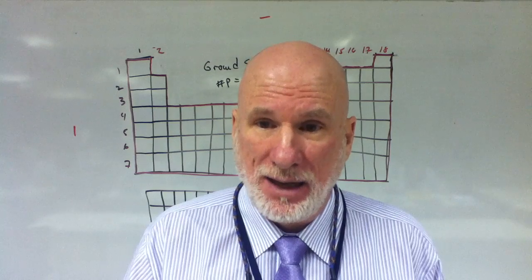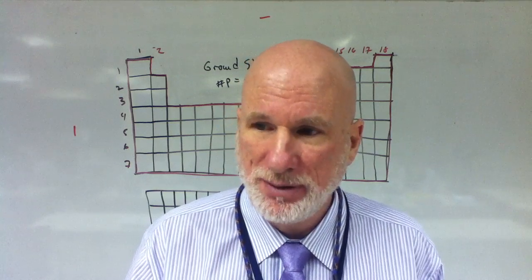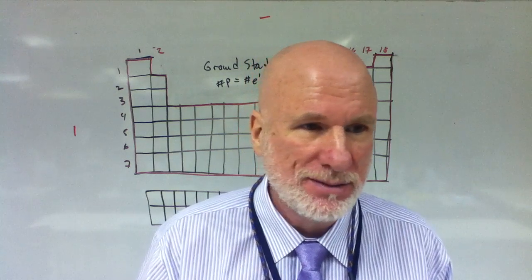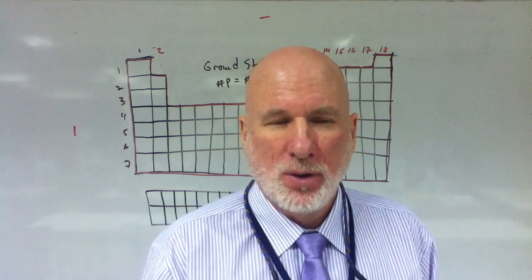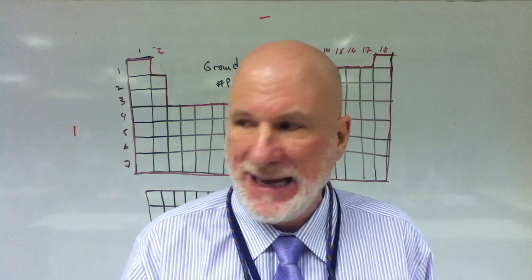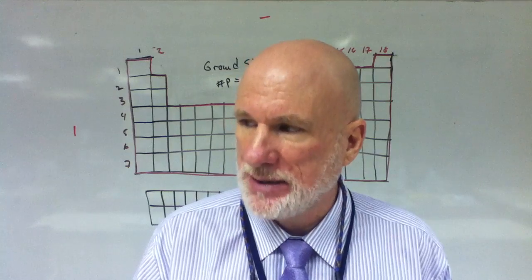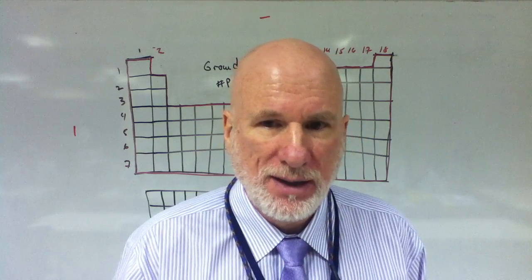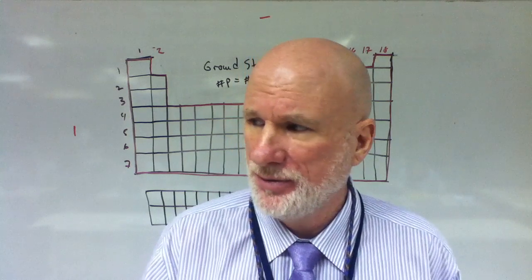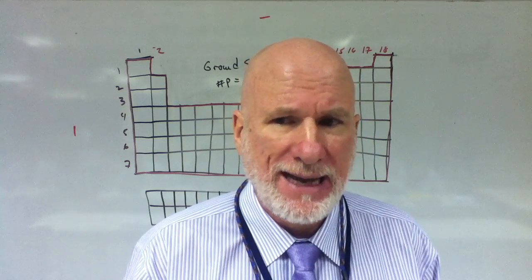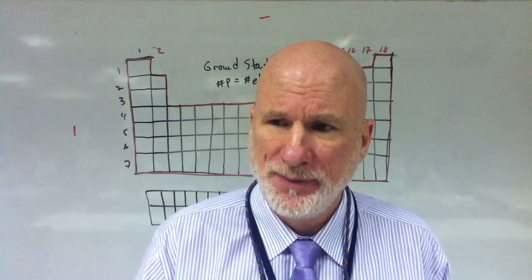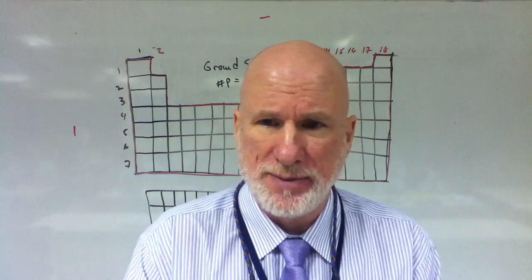L is the shape quantum number. M is the magnetic or orientation quantum number. S is the spin quantum number. So let me repeat that. Each rectangle has 4 coordinates. We call them 4 quantum numbers. N is the principal quantum number, L is the shape, M is the orientation or the magnetic, and S is the spin quantum number.